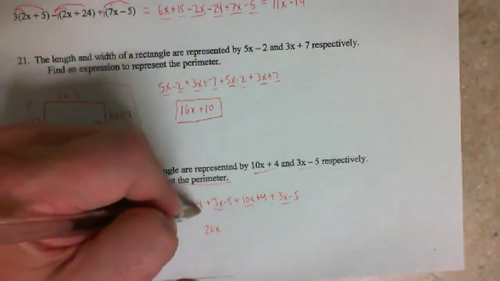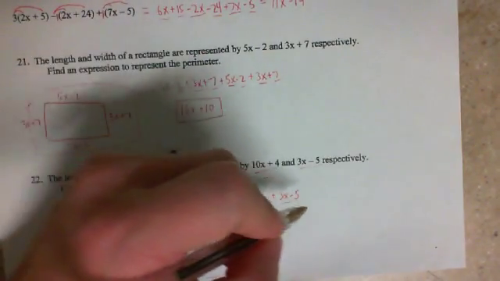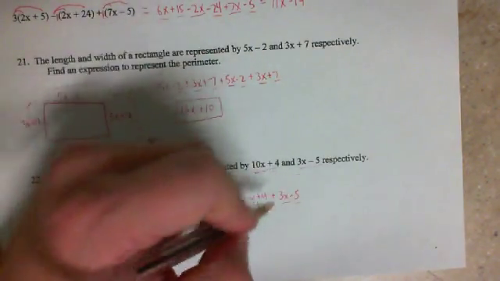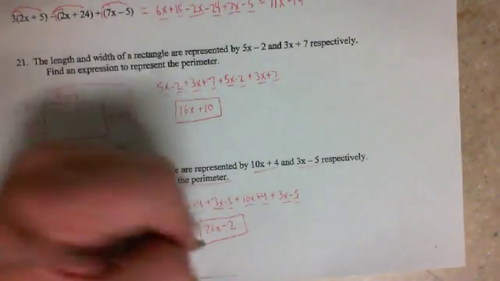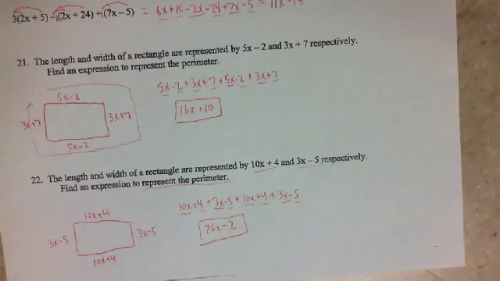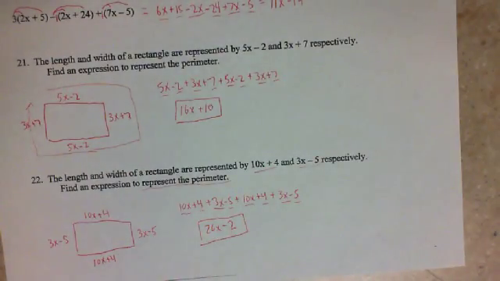Now we're going to add our constants. 4, take away 5, negative 1. Negative 1 plus 4, 3. 3 take away 5, minus 2. Alright, so there's my simplified expression for this problem. Okay, so all we did is drew a picture. Keep in mind what perimeter is, adding all sides together. So we did that. We added all the sides together, combined our like terms, and got our final result of 26x minus 2.